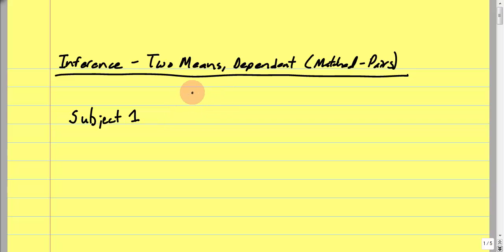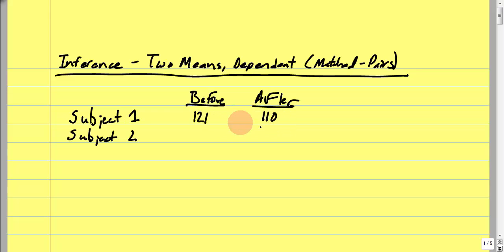and then we might have something with subject 1, a before and an after listing. And then we'd go on to subject 2, and then we'd do the same thing, and we'd have some sort of a before and after. So let's say the length of time it took for them to complete a puzzle before some training and then after some training. So before training might have been 121 minutes, and then after training they were much faster, 110 minutes or something like that.